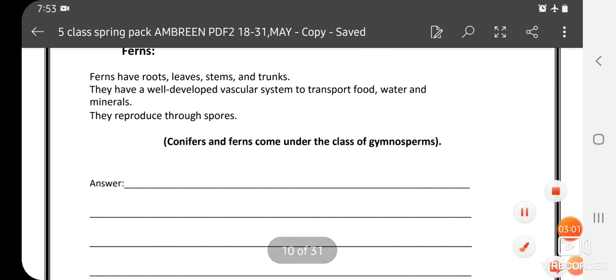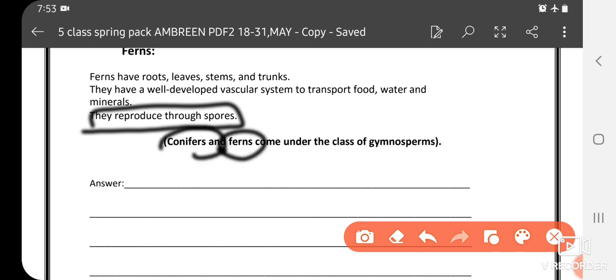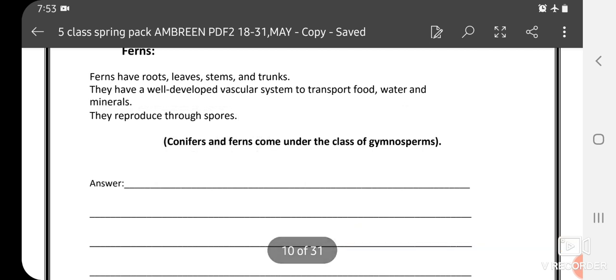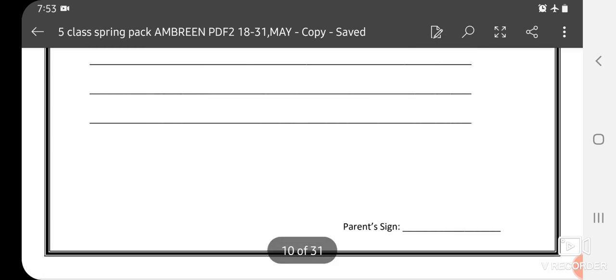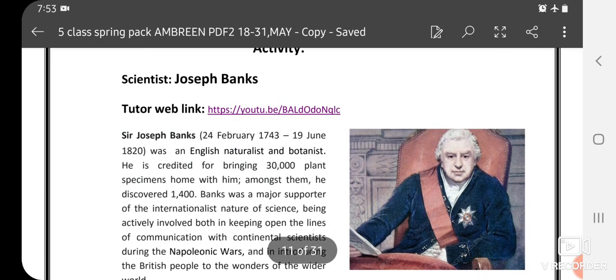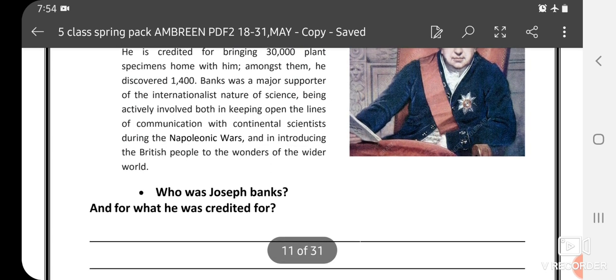Next one is they reproduce through spores. And the class for the fern and conifers is gymnosperm, means conifer and ferns come under the class of gymnosperms. They are not angiosperms but gymnosperms. Now here is an activity for you. You will study about this scientist and will solve the answer.